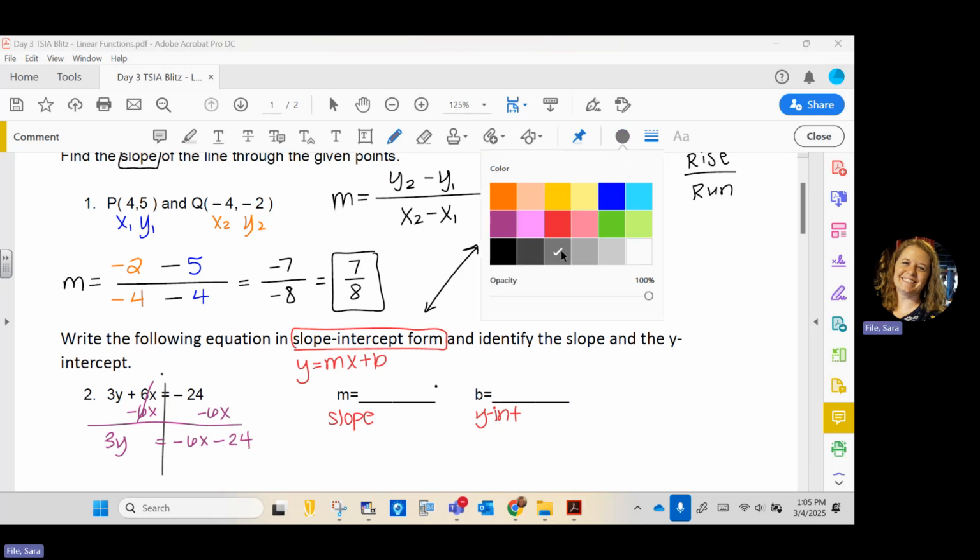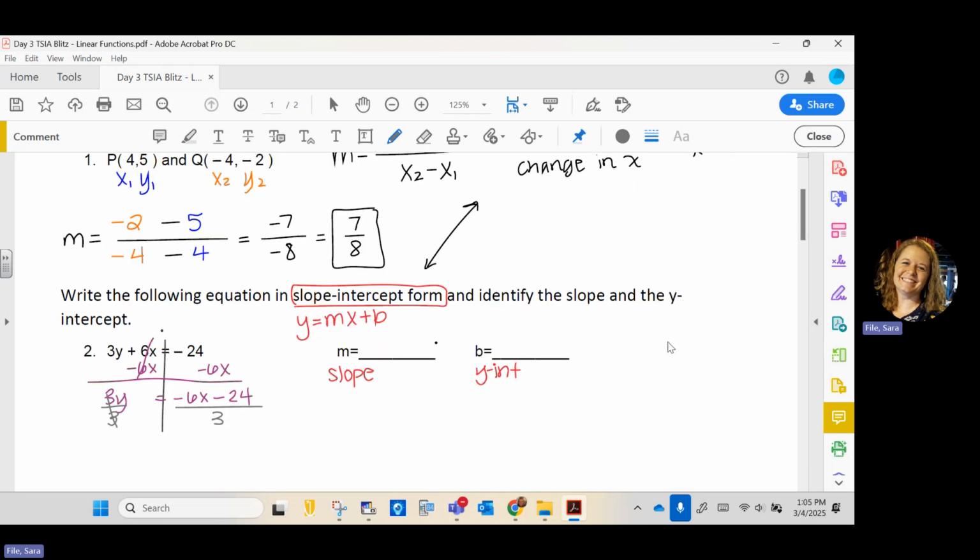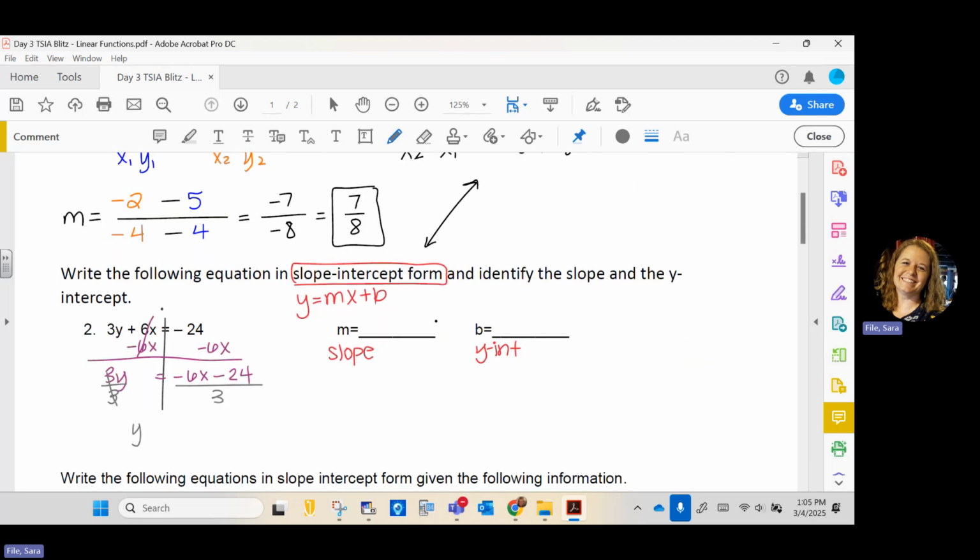Now I need to get rid of the coefficient in front of y. That 3 is being multiplied, so the opposite is to divide. And what you do to one side, you do to the other. Okay, and everything gets divided. So the -6x gets divided by 3, which leaves us with -2x. And the -24 gets divided by 3, which leaves us with -8. So that is my equation in slope-intercept form. And now I need to identify what part of that is the slope.